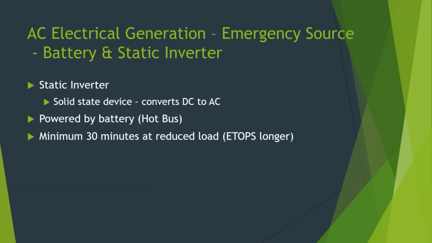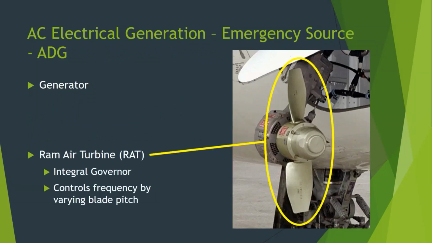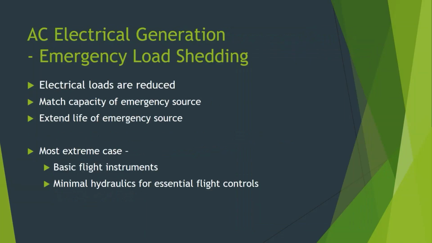In order to get that minimum of 30 minutes, or in the case of the air-driven generator, to be able to match the load to the limited capacity of the generator, the electrical system is going to have the ability to load shed, or emergency load shed. And that is, the electrical load overall needs to be reduced in order to match the power that's available from either the static inverter or the air-driven generator. And so, in the case of the static inverter, we need to extend the life of that emergency source so it meets the minimum 30-minute requirement.